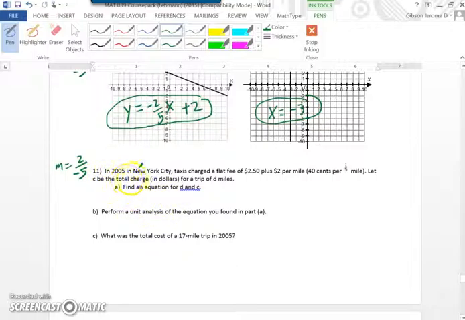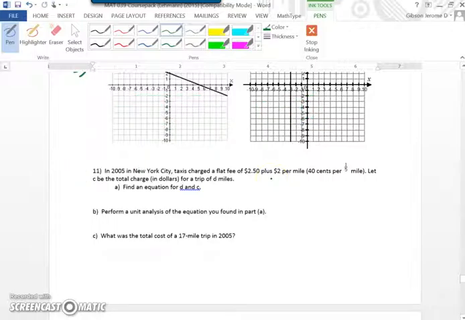Okay, in 11, it says in 2005 in New York City, taxis charge a flat fee of $2.50 plus $2 per mile, 40 cents per 1/5 mile. Let C be the total charge in dollars for a trip of D miles. First of all, let me tell you something. We don't need this 40 cents per 1/5 mile. That's just extra information you don't need.